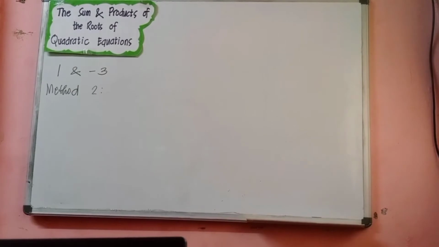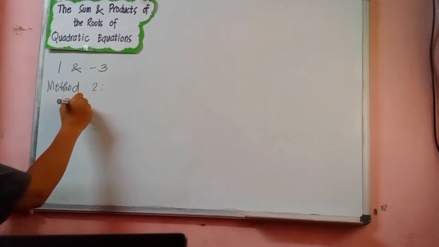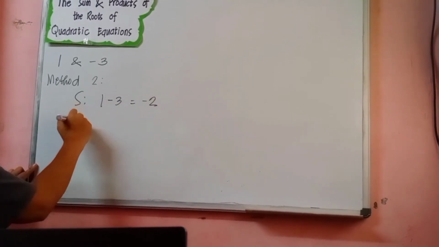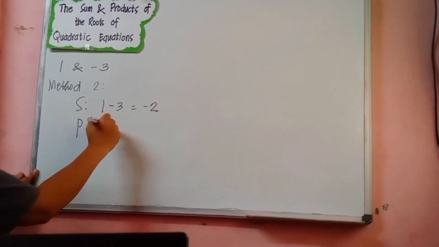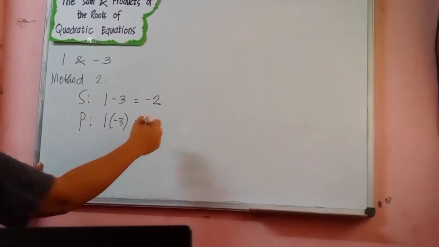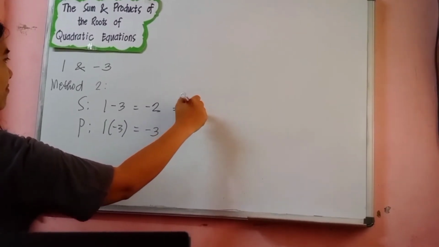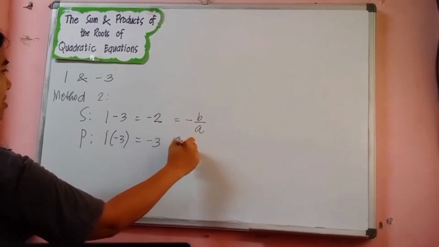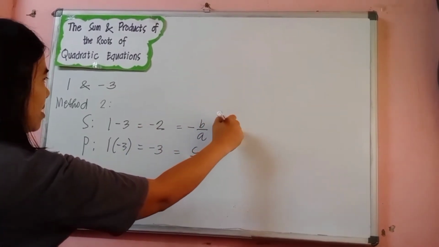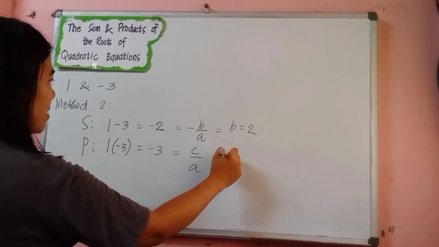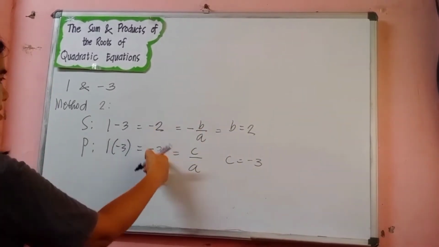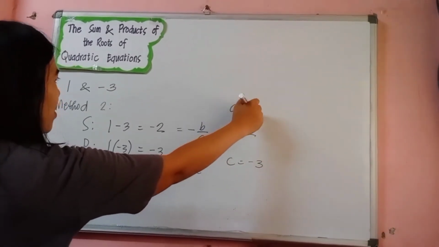Another method is to find the sum and product of the roots. So to find the sum, 1 minus 3 is negative 2. The product of this is 1 times negative 3, which is negative 3. Now, from the sum and product formula, we know already that the sum is equal to negative b over a, and the product is c over a. Therefore, from this, we can say that b is equal to positive 2, c is equal to negative 3, and a, since they do not have a denominator, is therefore 1.